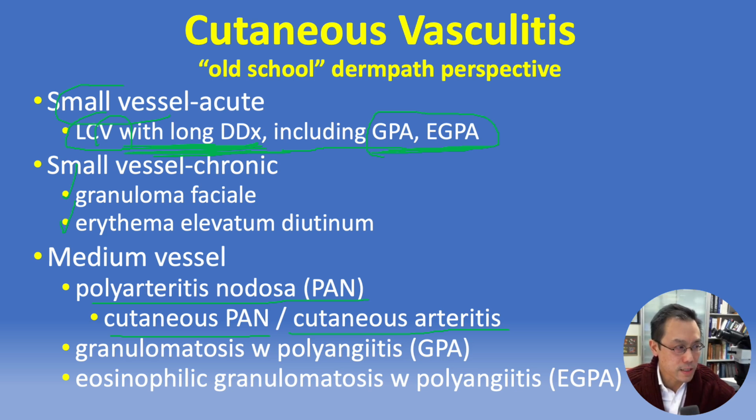So a small vessel LCV with a long differential, that's more for the clinicians to resolve. A couple little unique flavors, that's for the dermatopathologist to resolve. And then basically a big three larger vessel vasculitis that each have their own distinctive clinical and histopathologic features.